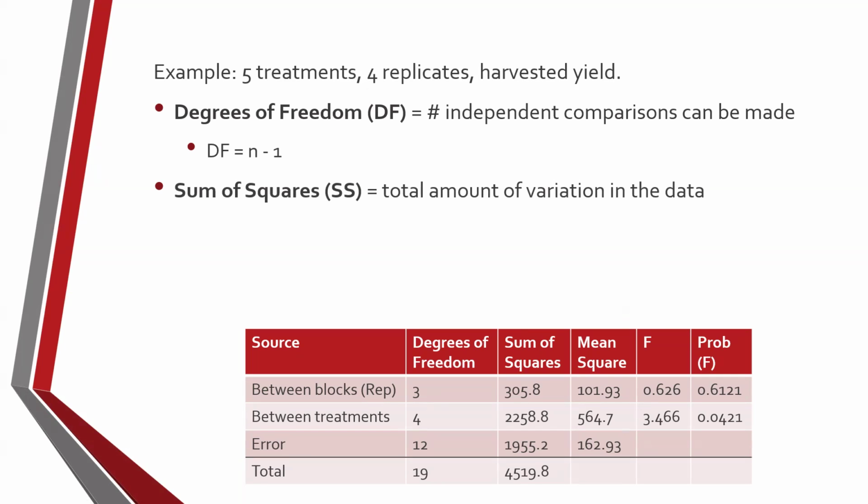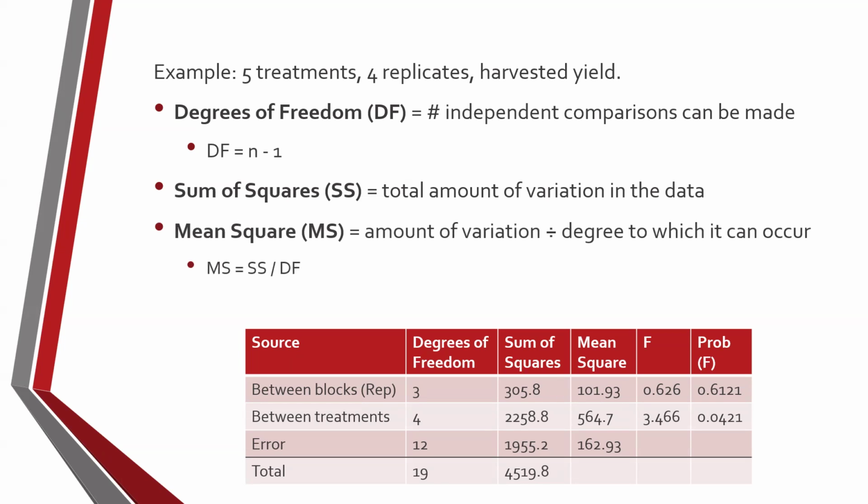Next is the sum of squares. That's the amount of variation in the data, split up into each source listed in the table. So in our case with RCB, we've got a replicate effect, the treatments, and then everything that's left over, that error. So we've got 3 different values there. Then the mean square, that is the sum of squares divided by the degrees of freedom. So we're really taking the amount of variation and dividing it by the degree to which it can occur.